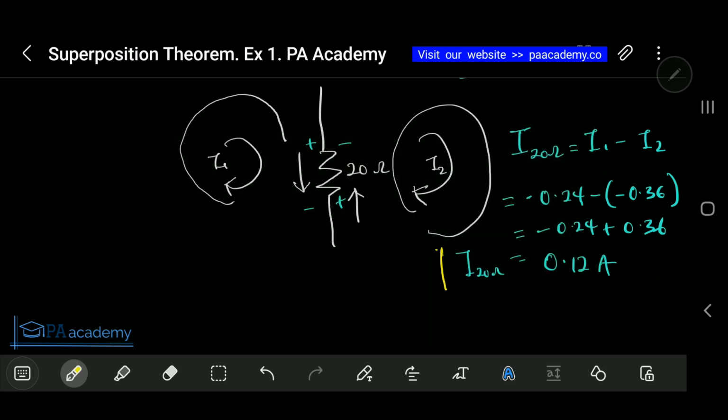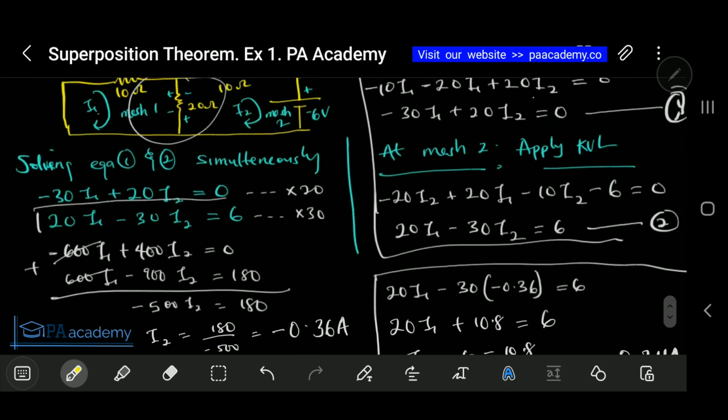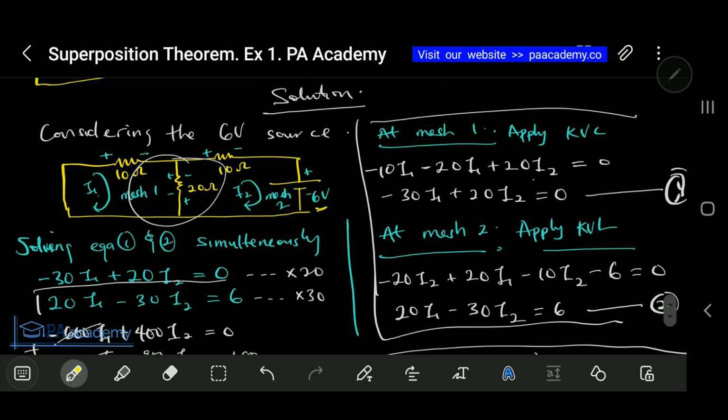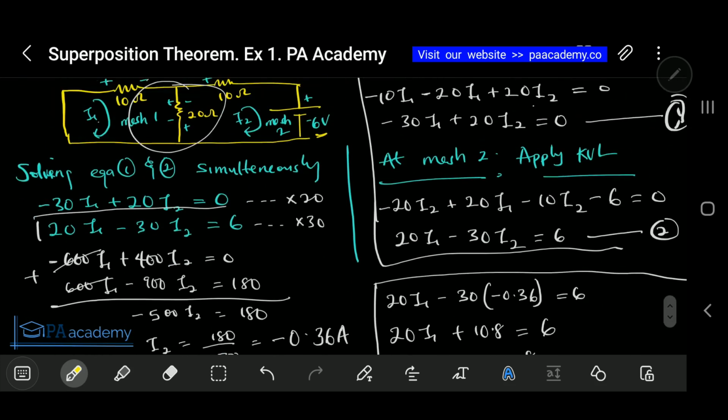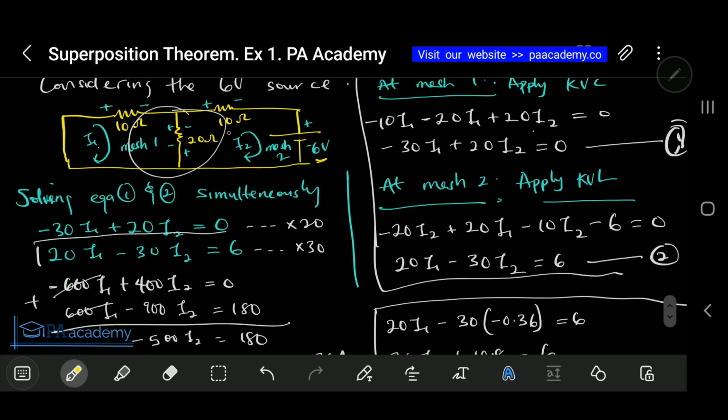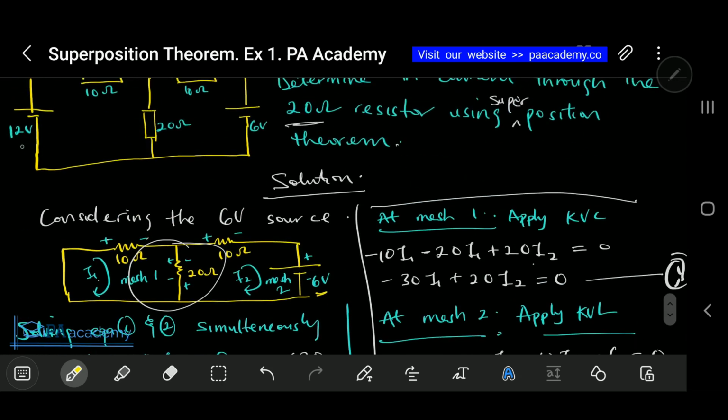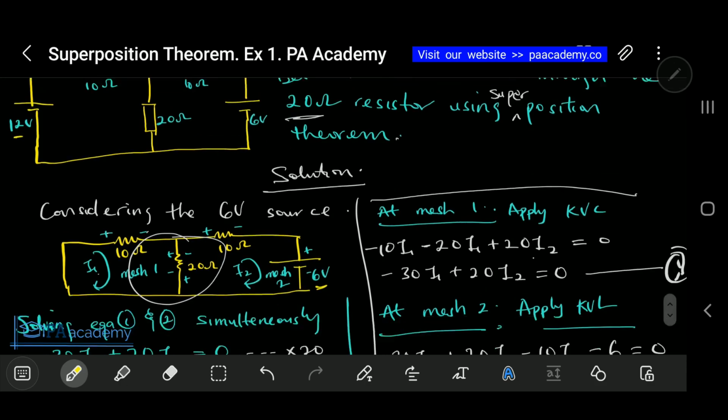What we've just gotten is the current that is flowing through the 20 ohm resistor due to the 6 volt source. Exactly. So what we want to do again now is to calculate the current that is flowing through this 20 ohm resistor due to the 12 volt source. Exactly. So what we will do again now is to repeat the process considering this 12 volt source.